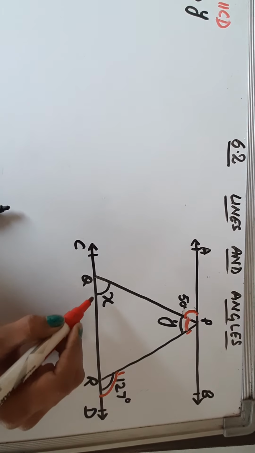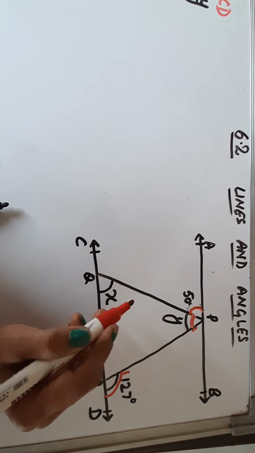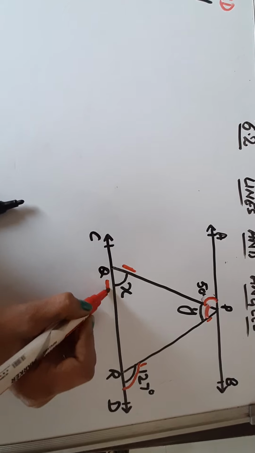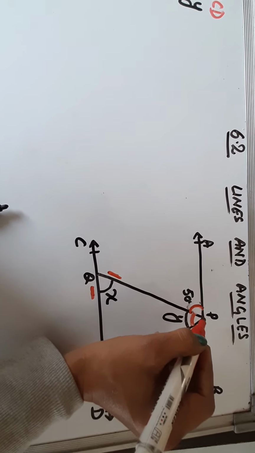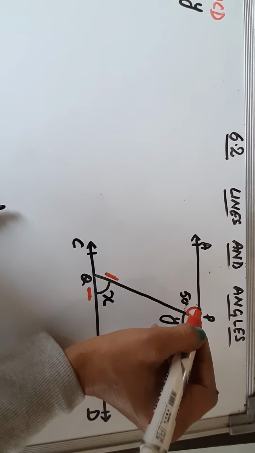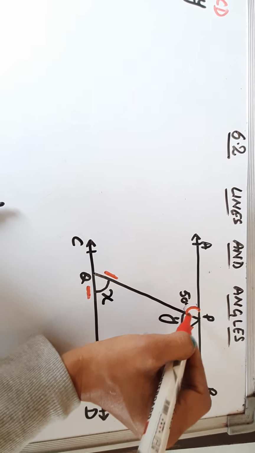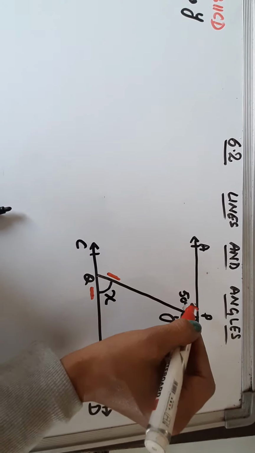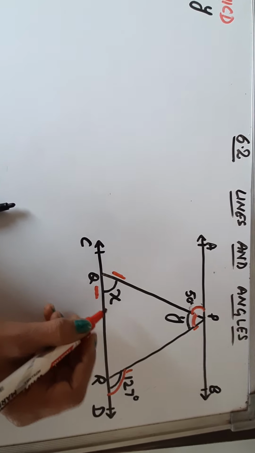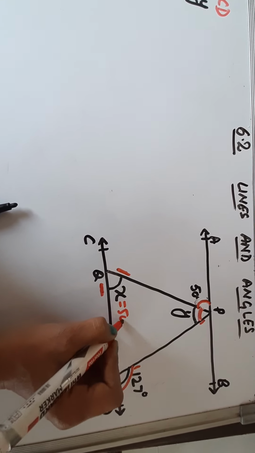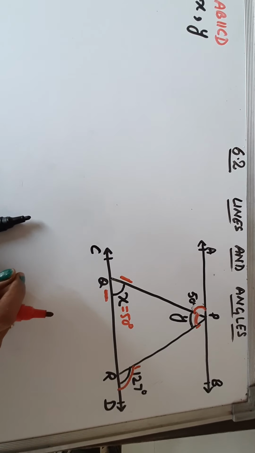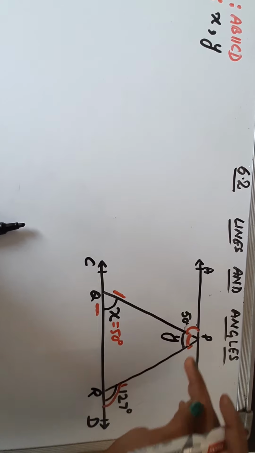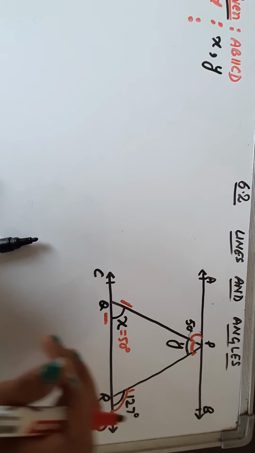Now let us focus on angle X. This angle X is formed by this transversal PQ and parallel line CD. And if we see the same transversal, on the left hand side this angle 50 is given to us. That means this is on the left hand side, this is on the right hand side. These two are alternate interior angles. So from here we'll get angle X as 50 degrees, alternate interior angles. So here also we are using the alternate property.